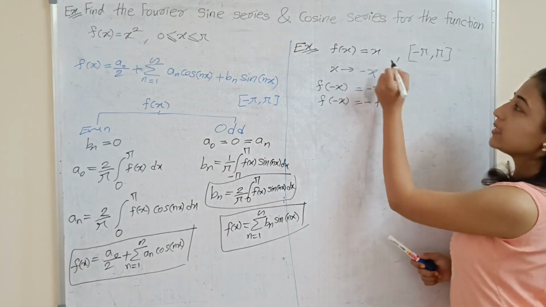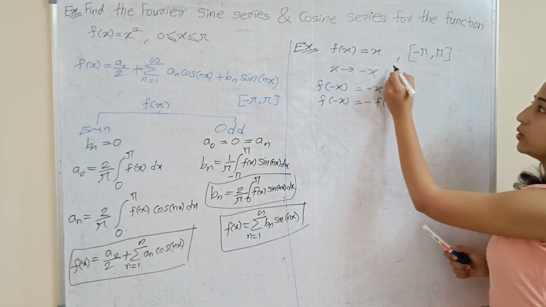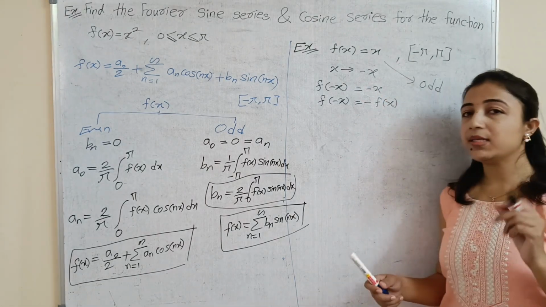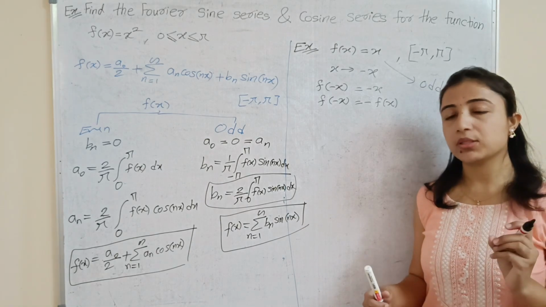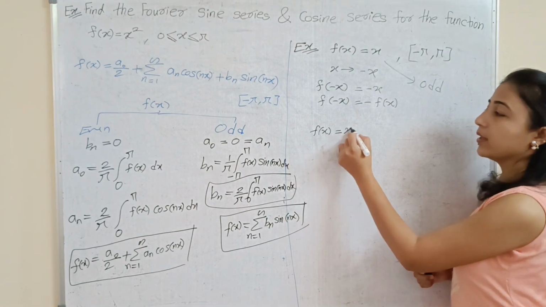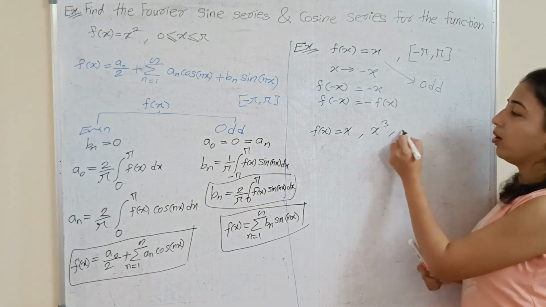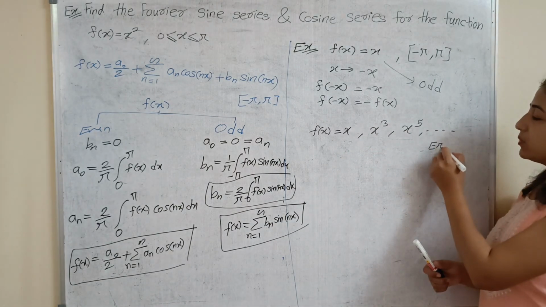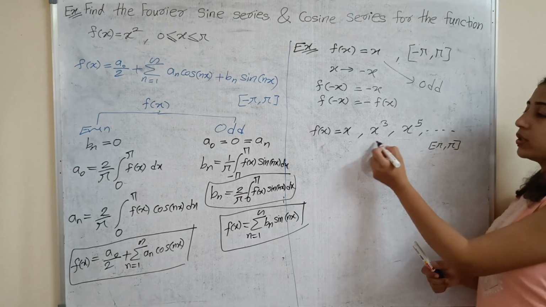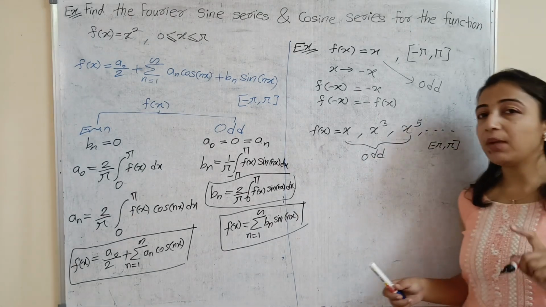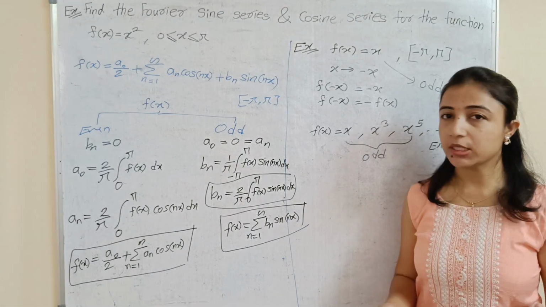मतलब अगर x यहाँ पे simply x दिया हुआ है, तो this function is our odd function. So when the power of x is odd, that is an odd function. मतलब ये जो रहेगा f of x, otherwise x cube or x raised to the power 5 and so on in the interval -π to π, these all functions are odd functions. So x का power odd है, तो that becomes an odd function.